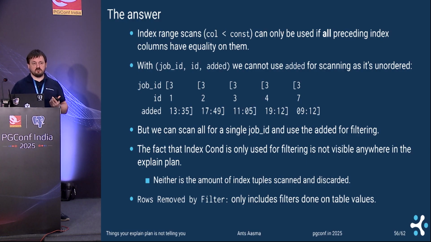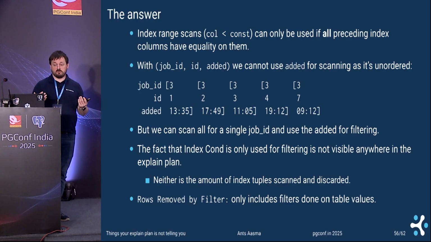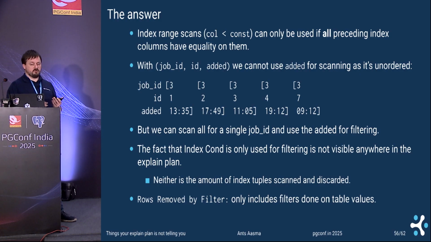we can only use this if all of the previous columns have a constant value on them. If not, then we cannot actually use the index to narrow down the search space. The intuitive way to think about it is that the index is ordered by the columns. So it's first ordered by job ID, then ID, and then added.